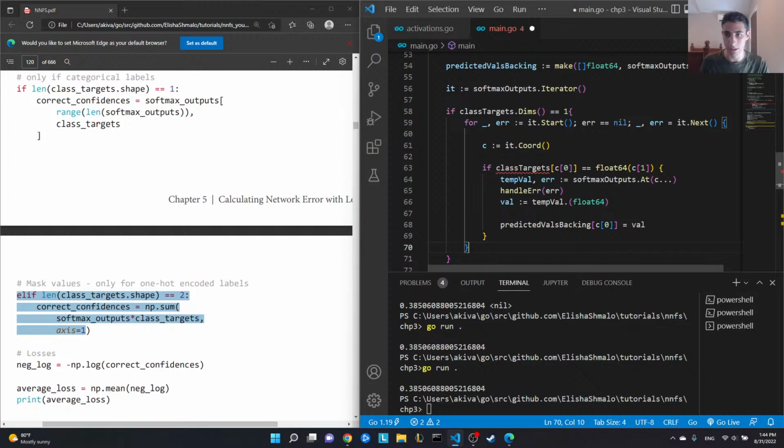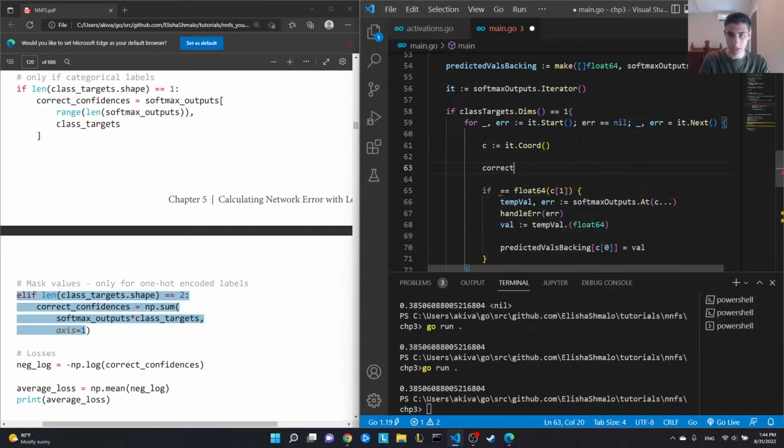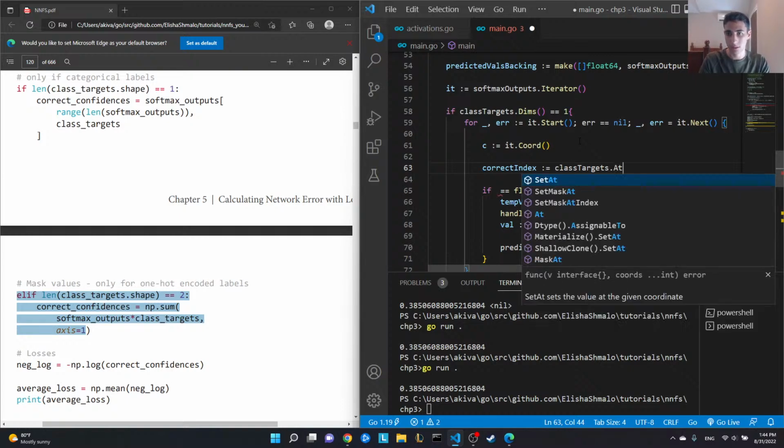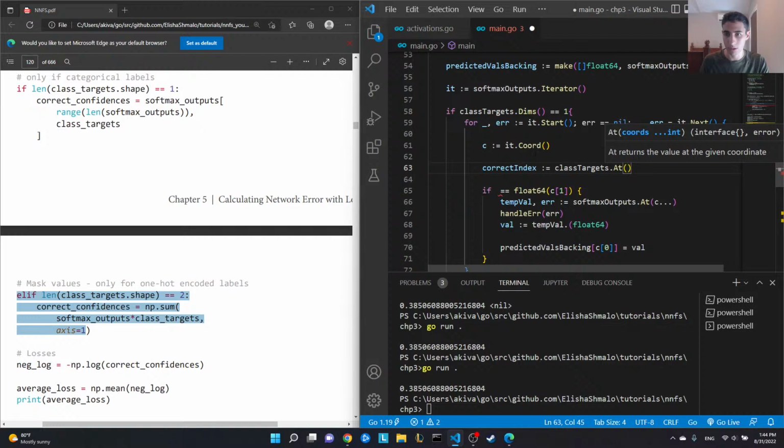Except when we index things, we're going to have to get it a little bit differently. So instead of class targets index, we're going to have to get the correct answer, correct val, correct index colon equals class targets dot at, and then this needs to be, so what will the coordinate be? The coordinate will be C index 0. And then of course class targets dot at. Yeah, this returns an interface and an error. So comma error. And then we want to handle the error.